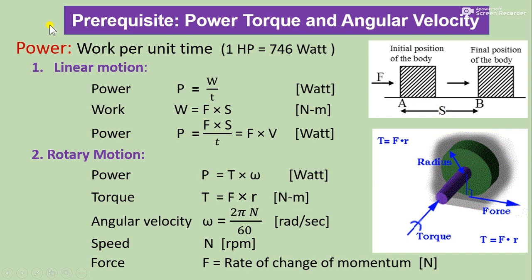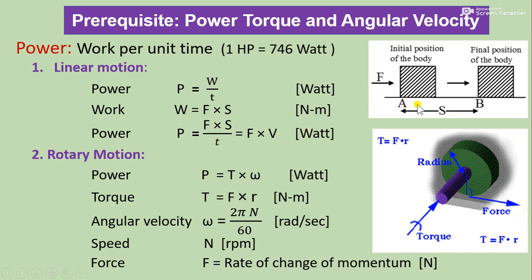For the derivation of work done per second, we need some basic parameters like power, torque and angular velocity. So let us discuss power. Power is work per unit time. Its unit is horsepower, and 1 horsepower is equal to 746 watt. Power can be expressed based on the type of motion of the object. There are two types, linear motion and rotary motion.